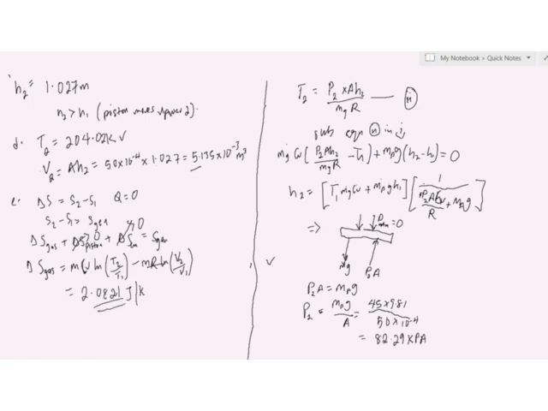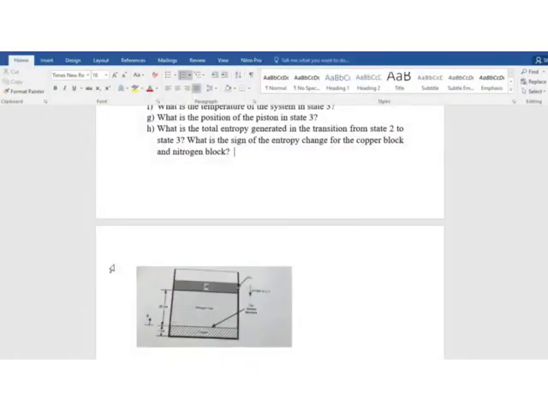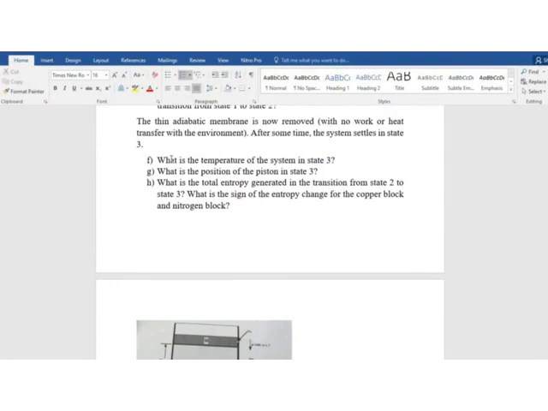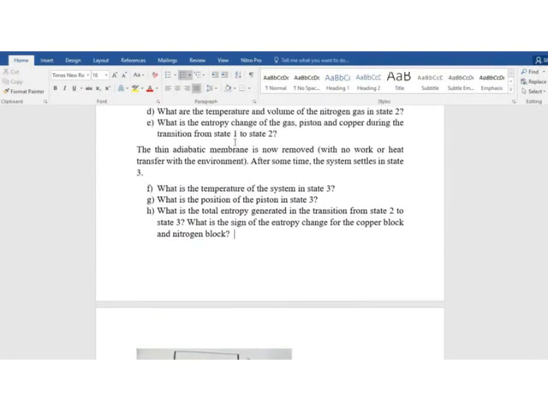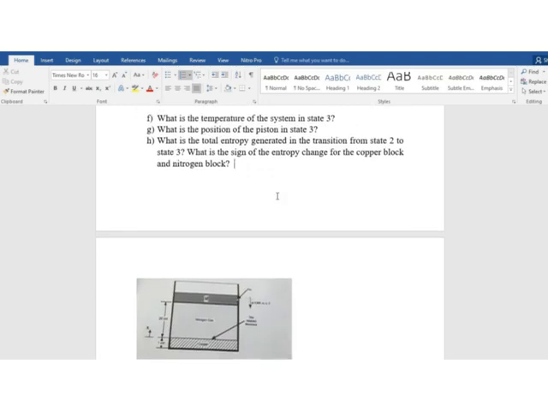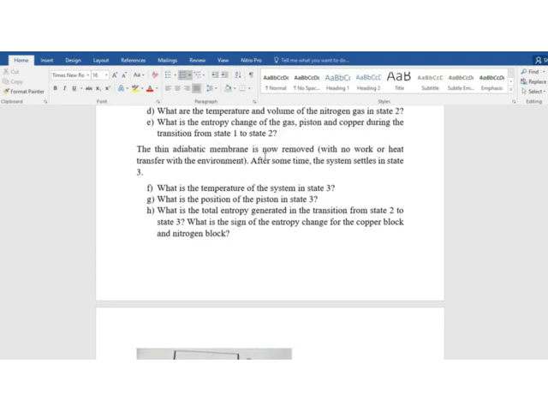So now we look at the F part of the question. The thin adiabatic membrane is now removed with no work or heat transfer with the environment. After some time, the system settles in state 3. Since our system settles in state 3, we are asked to calculate the temperature of the system in state 3 and the new position of the piston in state 3, but we were told that only the thin adiabatic membrane is removed. So the piston did not move, it maintains its position.